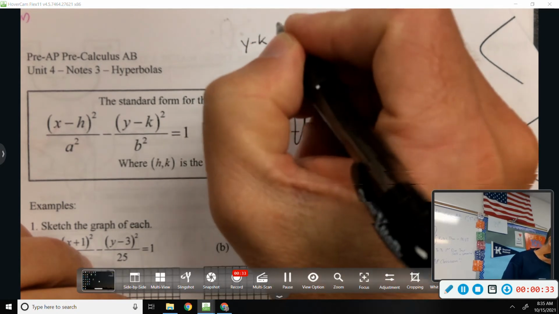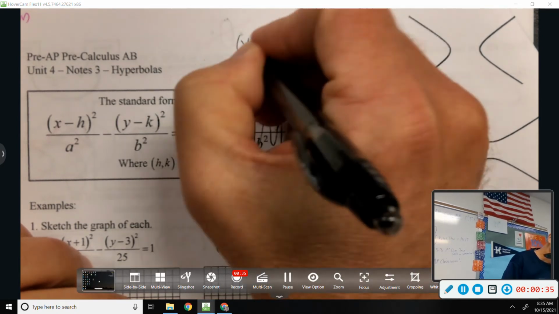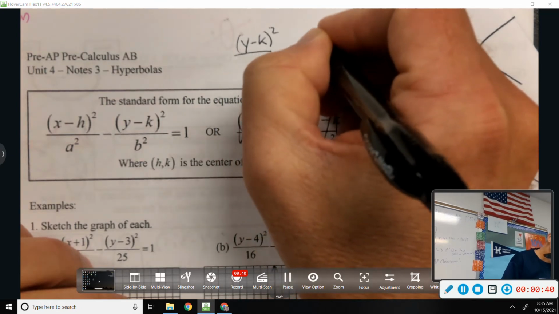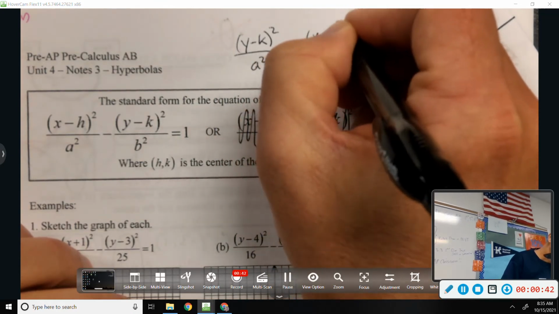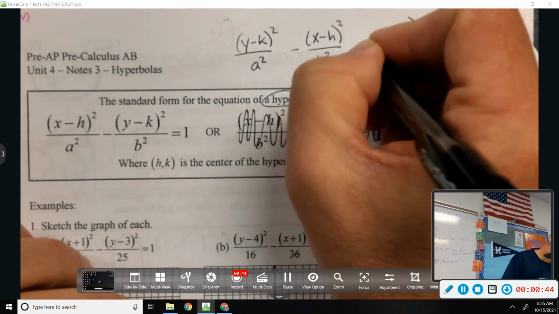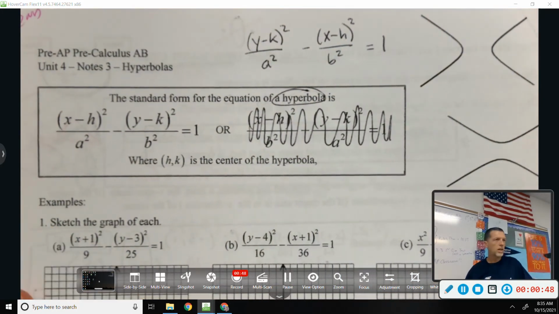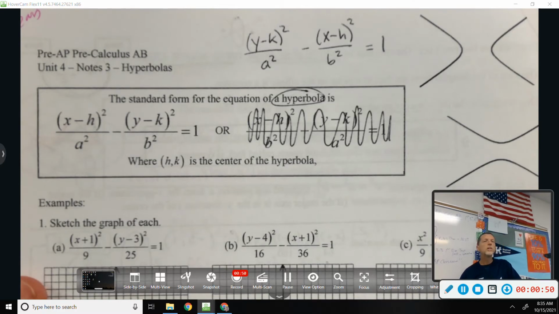So the real other equation is y minus k squared over a squared, minus x minus h squared over b squared, equals 1. Just switching the top ones. So a is always first, b is always second.